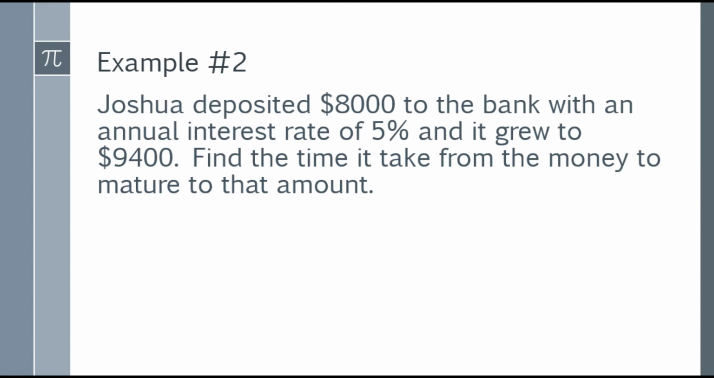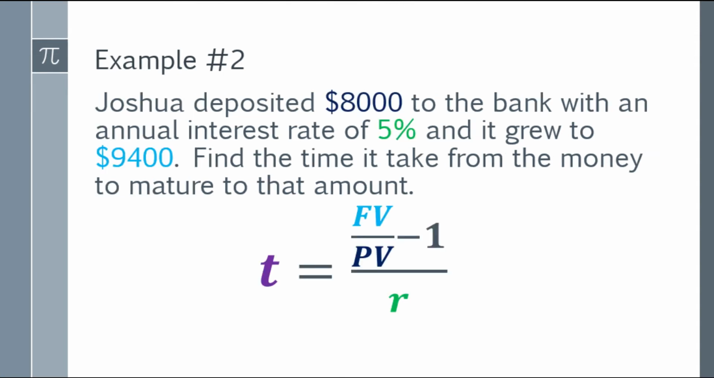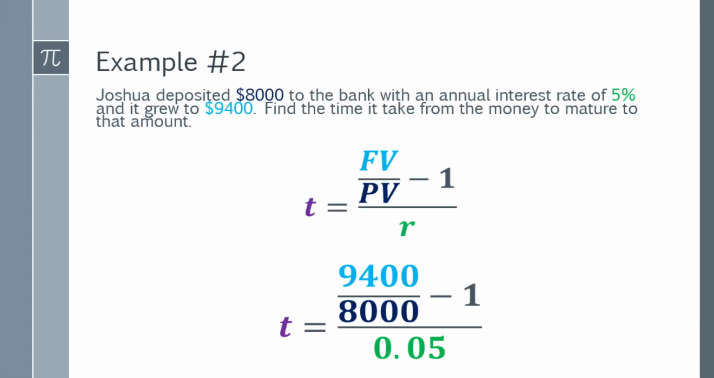Second example, Joshua deposited $8,000 to the bank with an annual interest rate of 5% and it grew to $9,400. Find the time it takes for the money to mature to that amount. So again, let's place the formula. After that, we can now substitute it.